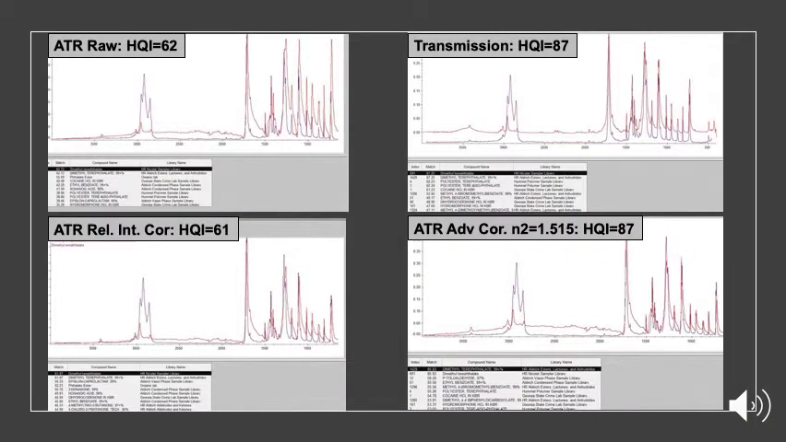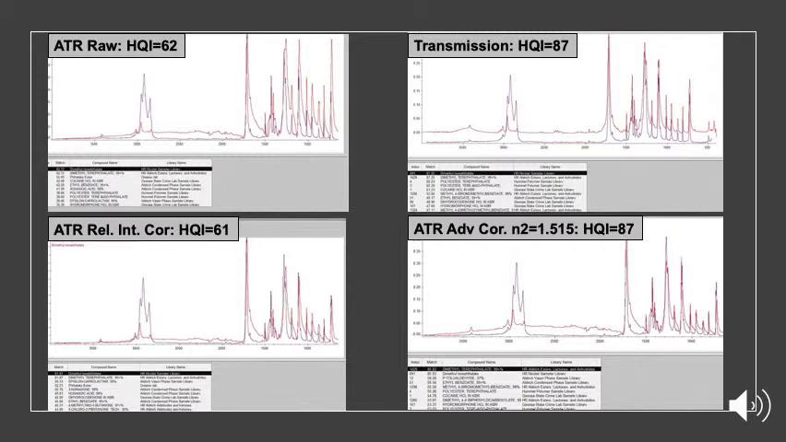Now we can almost immediately see the effects of these band shifts and ratio changes in the library spectrum. The transmission spectrum gives us a close match with a hit quality index, or HQI, of 87 as our start. But both the raw ATR and the relative intensity correction factor spectrums, on the other hand, may bring it up as the top hit, but the match is lowered to a hit quality index of about 62. Meanwhile, the advanced ATR correction factor improves our HQI and brings it up to 85.